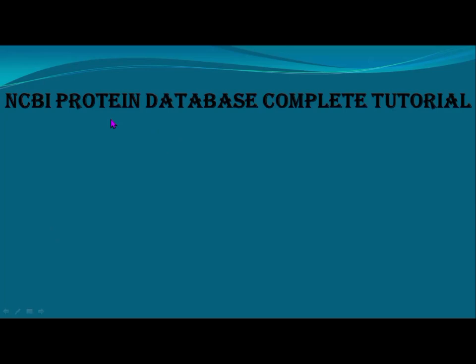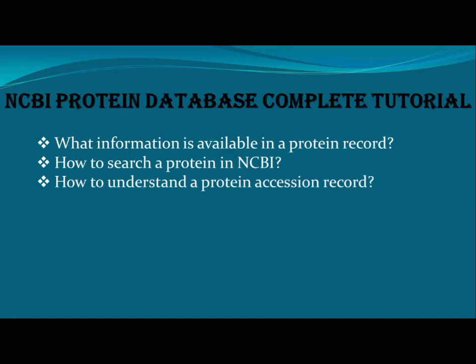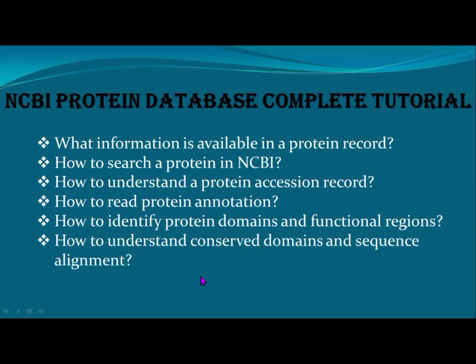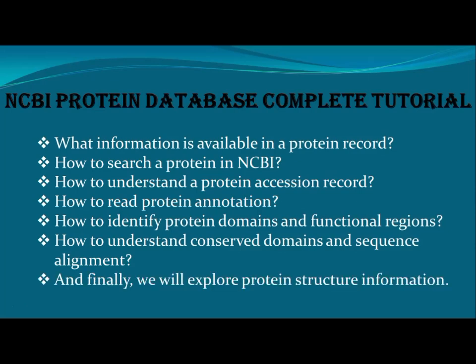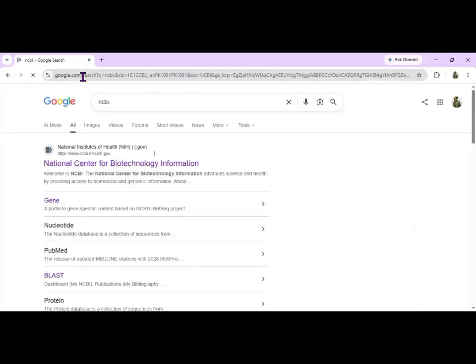In today's lecture, we will explore the NCBI Protein Database and learn how to analyze a complete protein record using a protein example, BRCA1 from Homo sapiens. We will understand how to get information from a protein record, how to search for a protein in NCBI, how to understand a protein accession record, how to read protein annotations, and how to identify protein domains and functional regions. We will also see how to understand conserved domains and sequence analysis or alignments, and finally we will explore protein structure information. So without wasting time, let's explore our protein database.